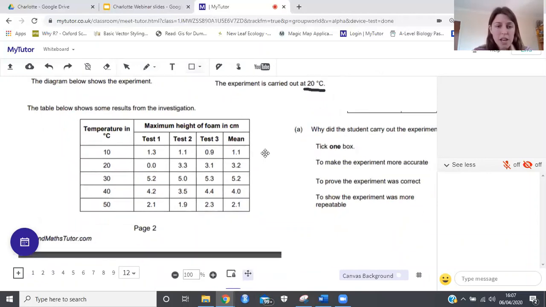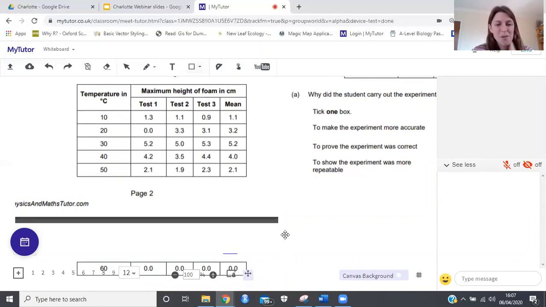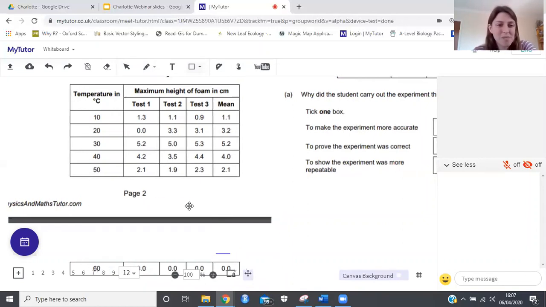Then we've got the table of results, which for some reason extends 1 row below the end of the page. So we can see that the temperature increases in 10 degree increments from 10 to 20 to 30 to 40 to 50 and 60. And then we've got the height of the foam in test 1, test 2, and test 3, and then the mean at different temperatures.